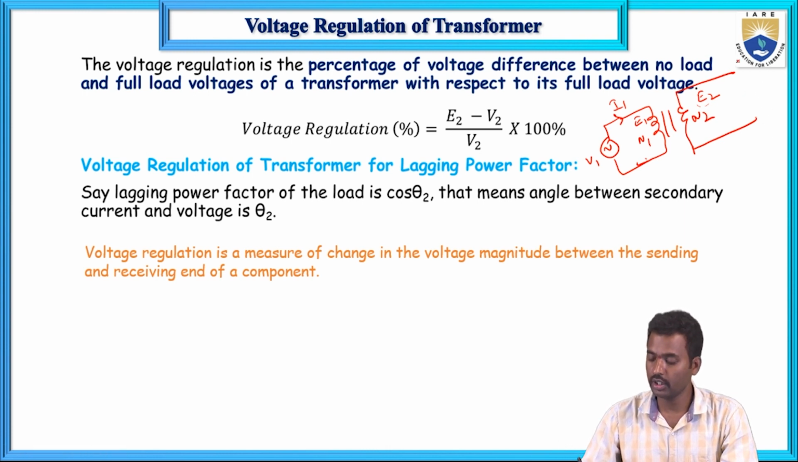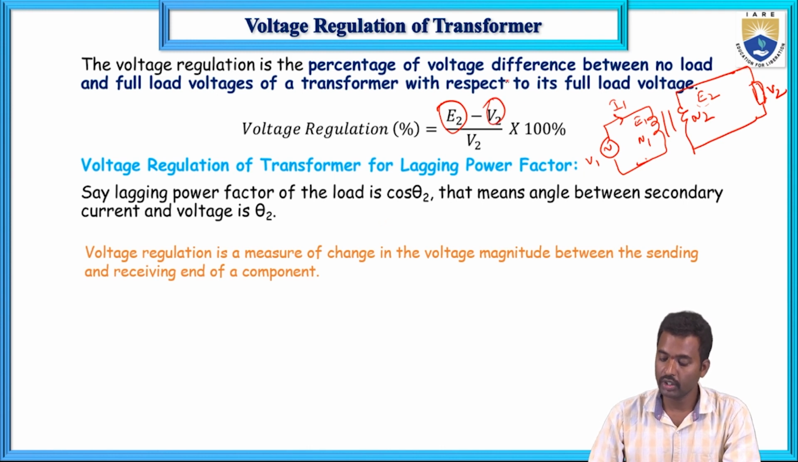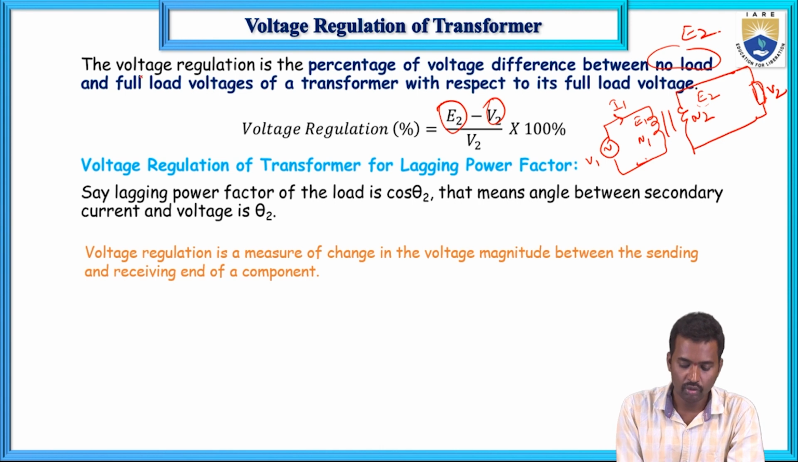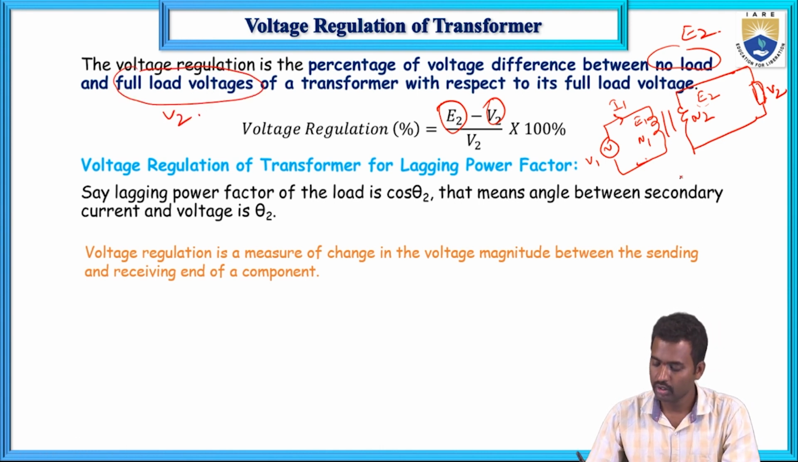Now if initially there is no load, the no load voltage is E2 only. If you connect the load, there is a voltage drop and the terminal voltage is V2. So the voltage difference from no load to full load: initially the no load voltage is E2, and the full load voltage of the transformer is V2, with respect to the full load voltage V2.